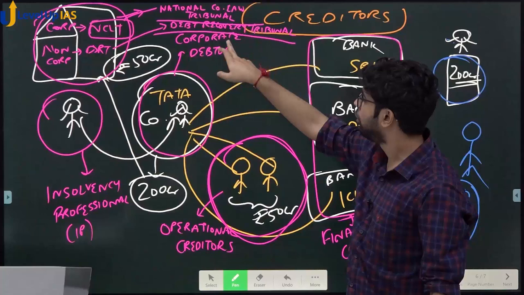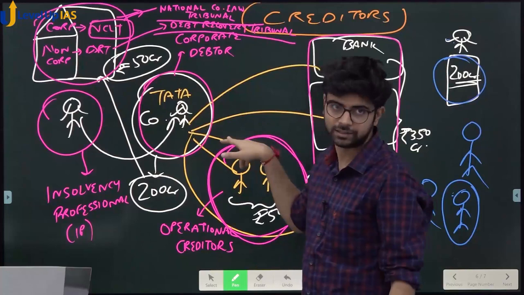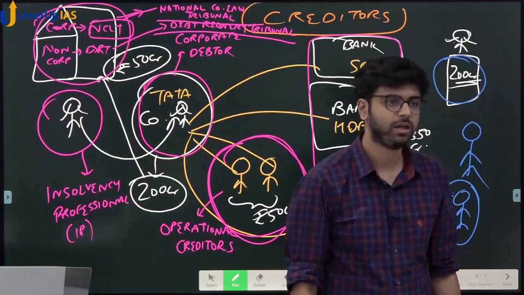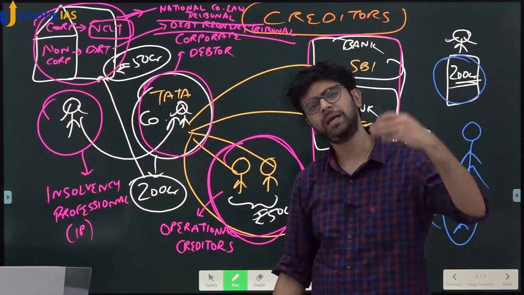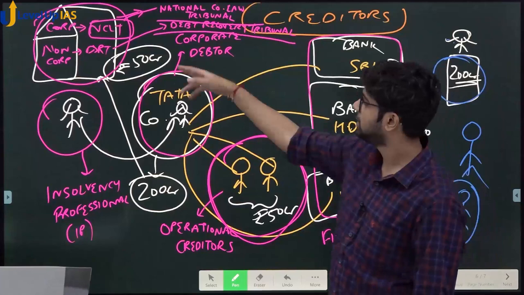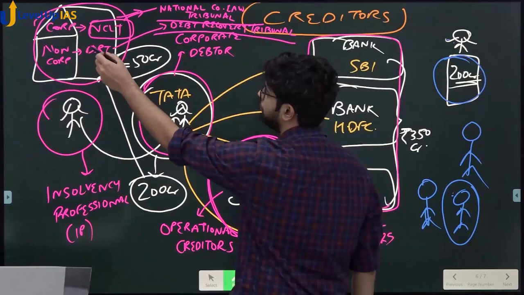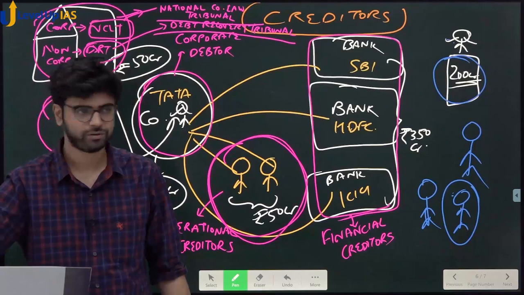Why? Who is DRT? For non-corporate debtors. For corporate debtors, this court is NCLT, National Company Law Tribunal. If these guys are not happy with the decision of the court, they can appeal it. So there is an appeal mechanism also. This is High Court, so you go to Supreme Court. From National Company Law Tribunal, you can go to National Company Law Appellate Tribunal. From Debt Recovery Tribunal, you can go to Debt Recovery Appellate Tribunal also. I hope this is very clear.